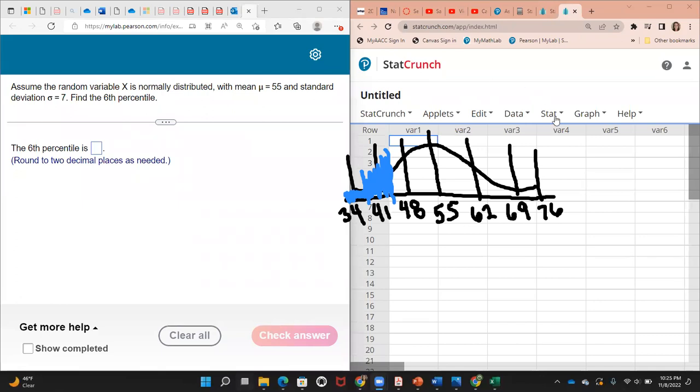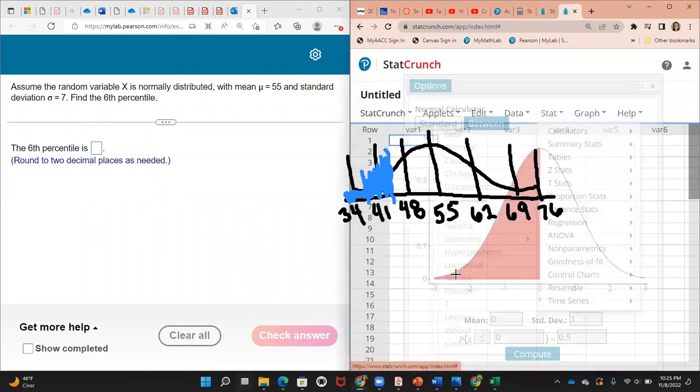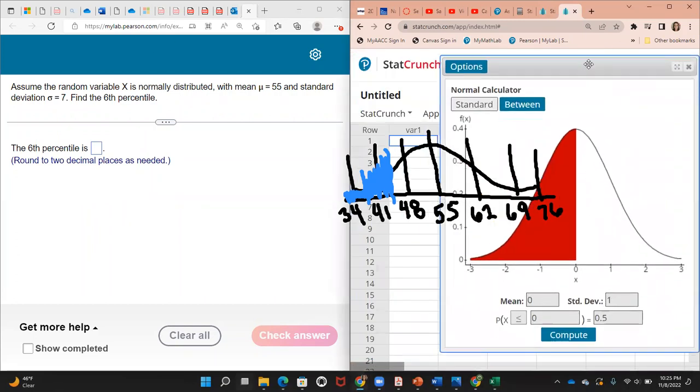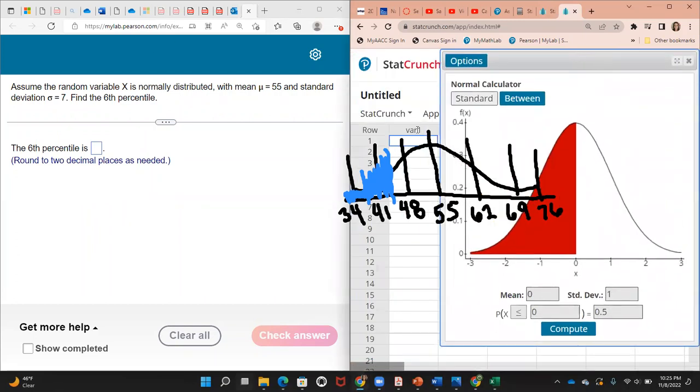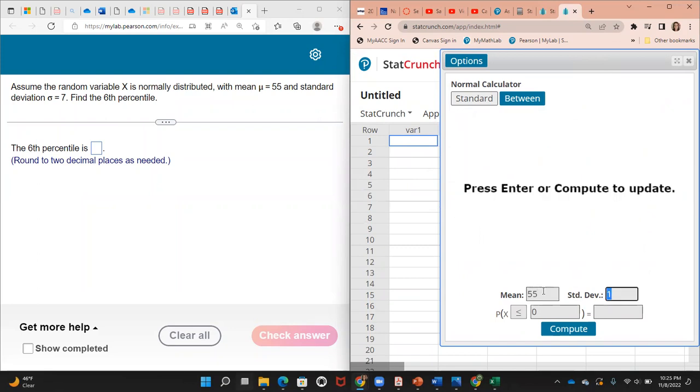Okay, so now we're going to go to stat, and we're going to go to calculator, and then we're going to go down to normal. And again, it's important that we remember this question is giving us the mean and the standard deviation. If it was a z-score, that's when we could leave the mean as 0 and the standard deviation as 1, but it's not z-scores. They want the actual number. They don't ask for a z-score.